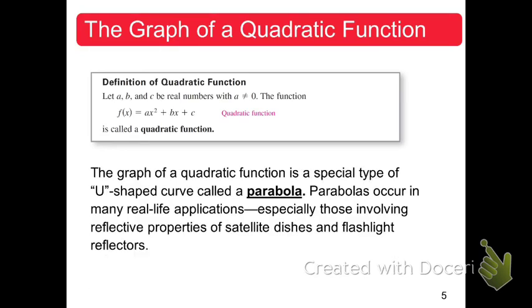We've seen this quadratic or squaring function before, and it has that U shape, which we're going to call a parabola. Parabolas occur in real life, so they are used daily when we think about, say, satellite dishes. They have a parabola shape, as does a spoon. And then the flashlight: if we were to open a flashlight, the reflector that helps the light reflect and be bigger has a parabola shape.